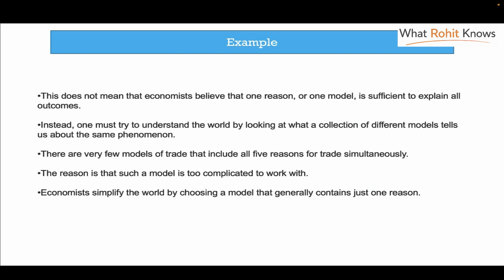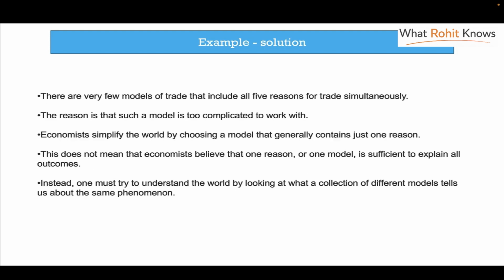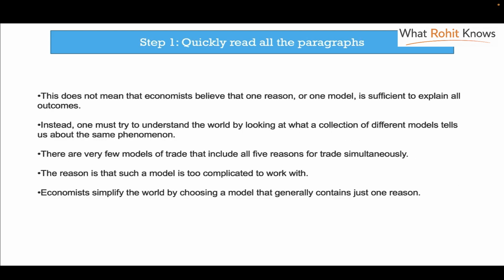Now, let's look at an example. Try to arrange these in the correct order. You may pause the video for a minute or 2 minutes. The answer is, the correct order is this. So starting from, there are very few models of trade that include all 5 reasons for trade simultaneously, and so on. Let's examine step by step why this is correct.